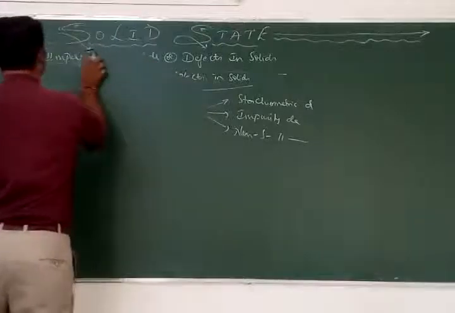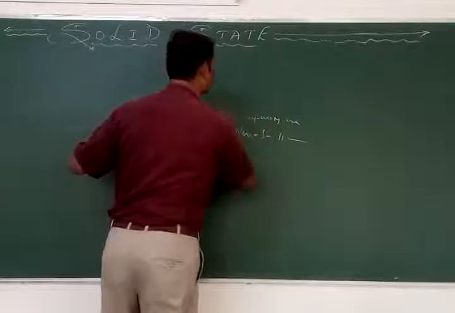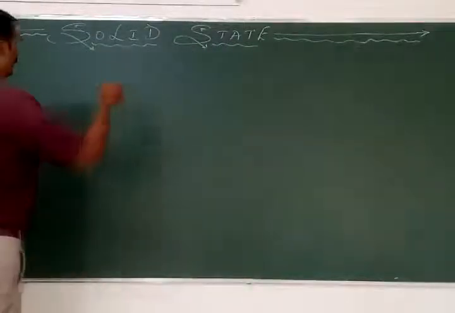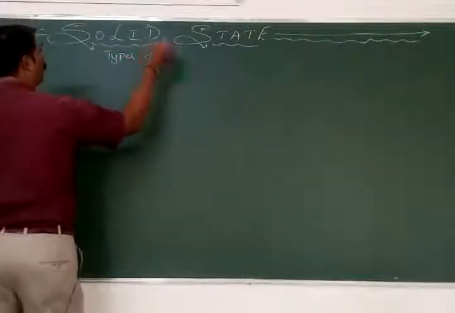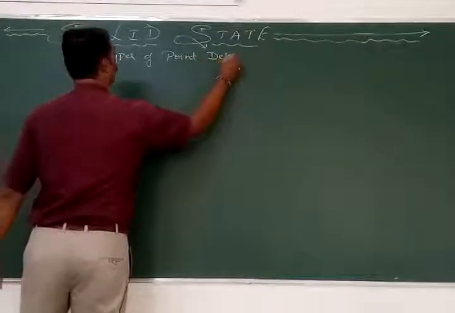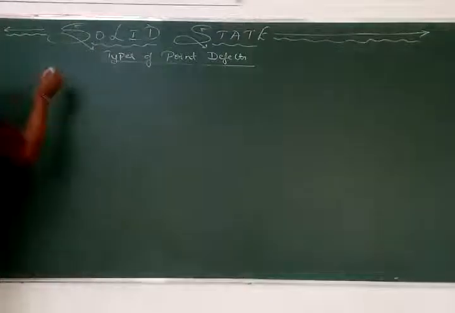Okay. So let us have the discussion one by one. The first is the stoichiometric defects. We are going to concentrate only on which one? The types of point defects. Types of what defects? Here it is the point defects. The first one is what?